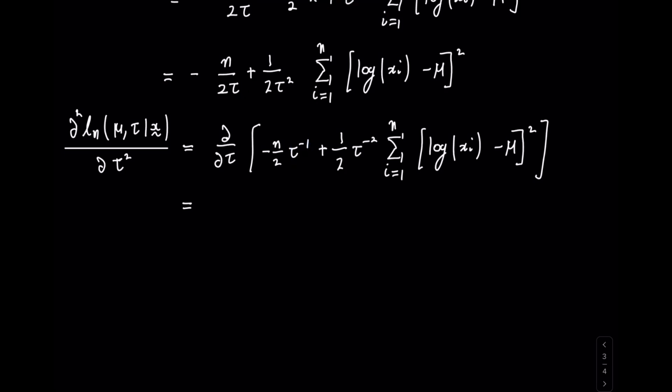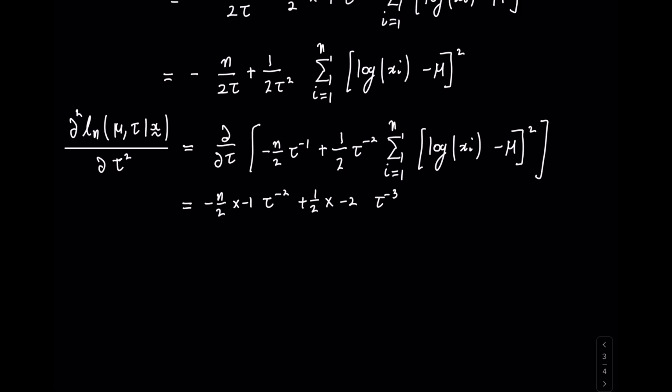So after that, we can take the derivative. We've still got our -n on 2. Here, the -1 drops down the front, so that gives us times -1. We take 1 off the power, that gives us to the power of -2. Similarly here, what do we have to do? We have to take the power down the front, so this becomes plus 1/2 times -2 tau to the -3.